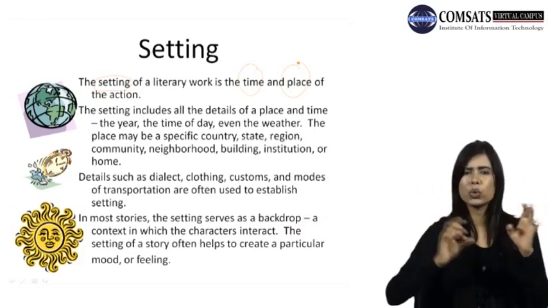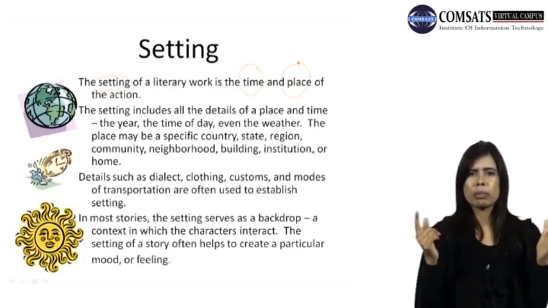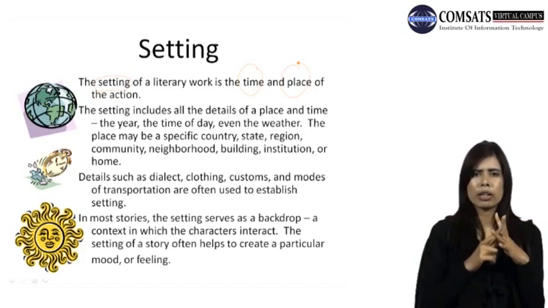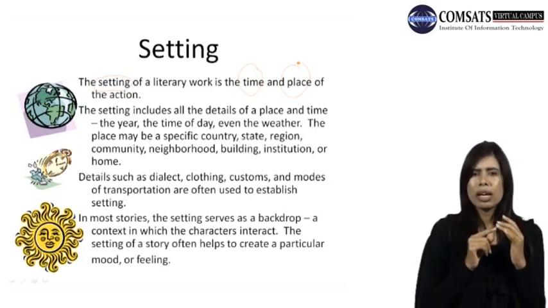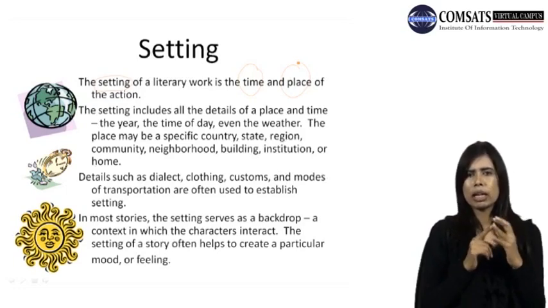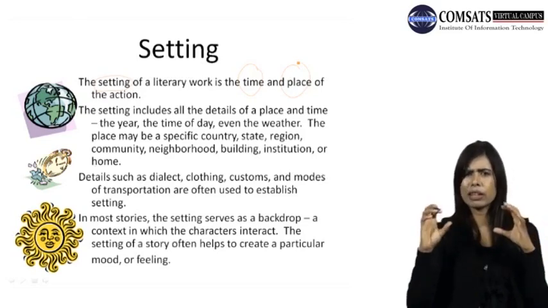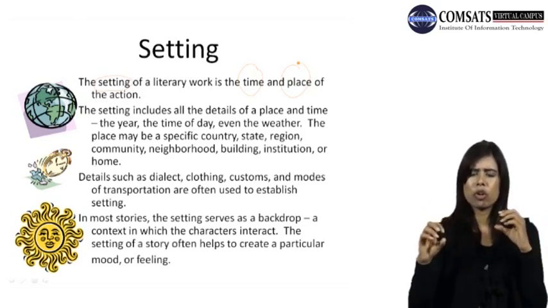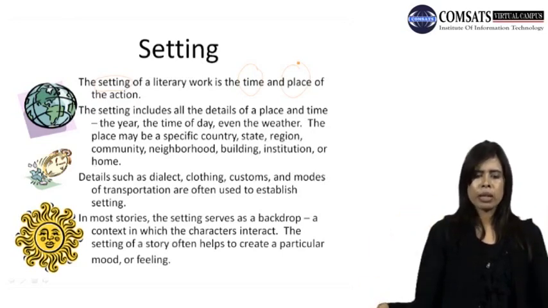So in settings, what you usually talk about, that is the time and the place. Okay, for example, March, and year is 2012 or 2010. Fine. So in place, what you talk about, either the scene is going to be set in a home setting, or you are talking about any office or any institution.